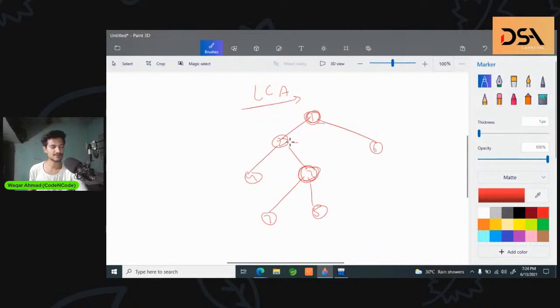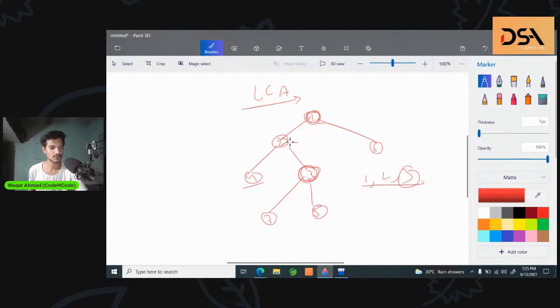So LCA is common ancestor, right? You are given two nodes, for example, 7 and 5, and you are required to find the lowest ancestor which is common to both. If you see, for node 7, 3 is an ancestor, 2 is an ancestor, 1 is an ancestor. For node 5, this and this are ancestors. 1, 2 and 3, all of them are common ancestors of nodes 7 and 5. Which one is the lowest out of all of these? Of course, node 3, which is nearer to these nodes. So LCA of 7 and 5 will be node 3.